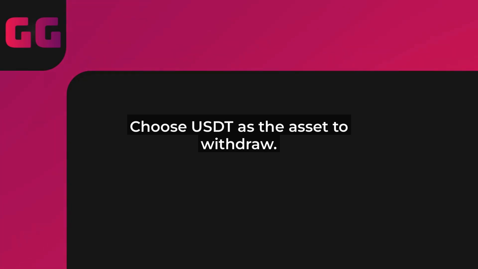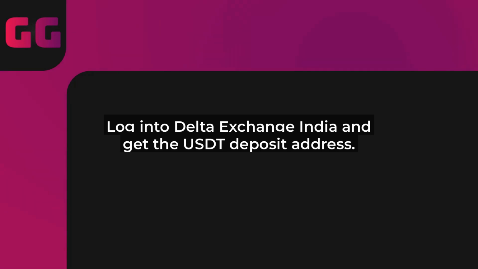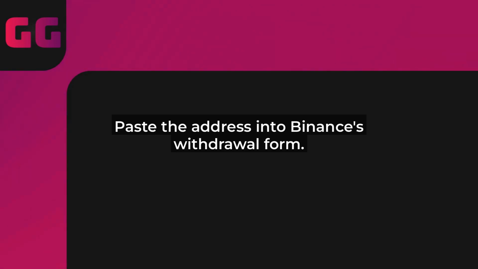Now, here's the key part. You need the deposit address from Delta Exchange. So, open a new tab, log into your Delta Exchange India account, go to the Deposit section, select USDT, and copy the wallet address provided. Double-check that it's for the correct network, like Tron or ERC20, to avoid any transfer issues.